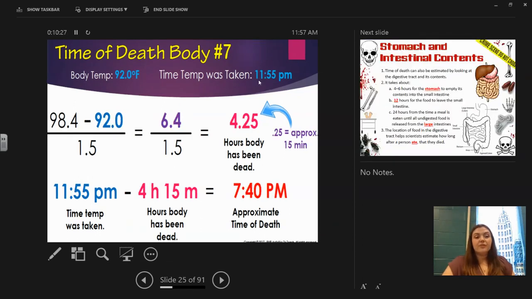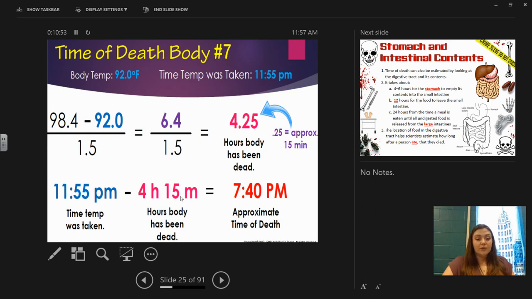So one more example says 11:55 p.m. is when we were taking the temperature. Their temperature was 92.0. So we take 98.4 minus 92.0. We get 6.4. Divide by 1.5. So you get 4.25. So again, we know it's 4 hours, but 0.25 means 1/4 of an hour. 1/4 of an hour is 15 minutes. So that'd be 4 hours and 15 minutes. 4 hours, 15 minutes. So it's 7:40 when we took it.